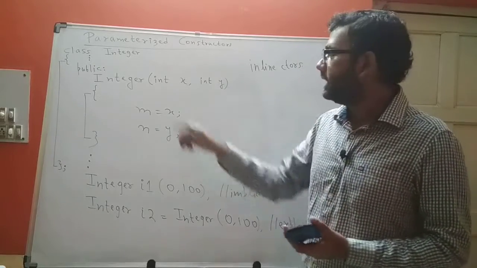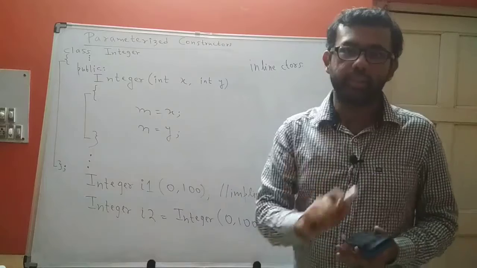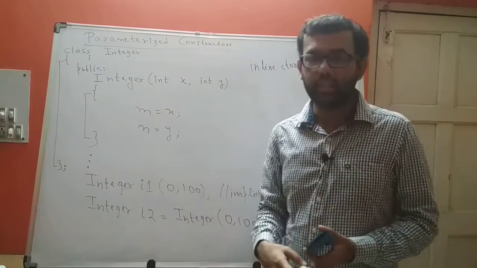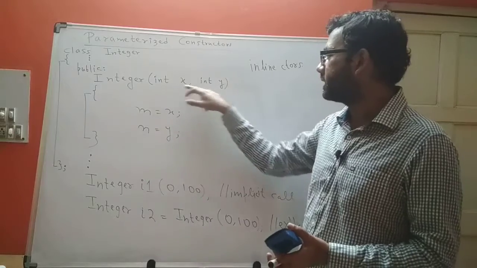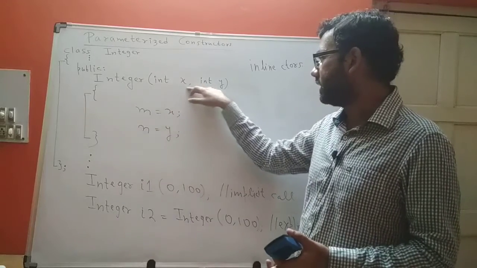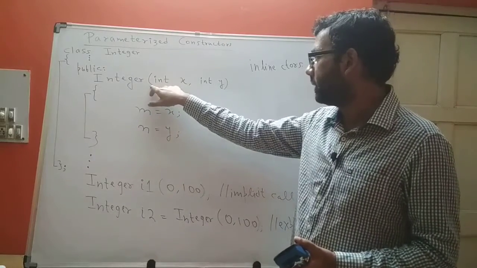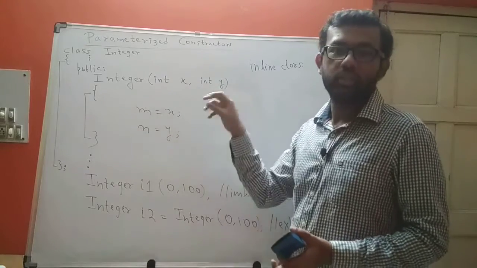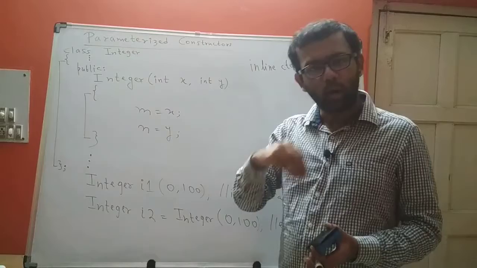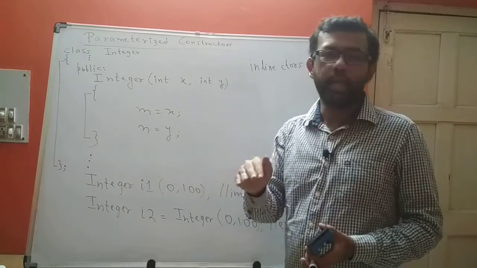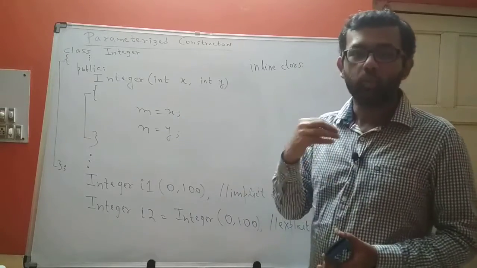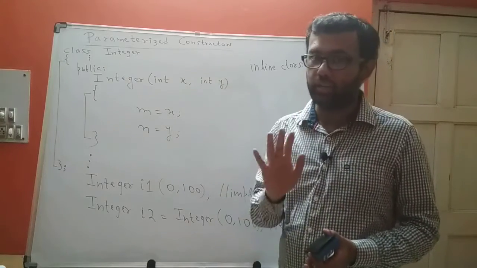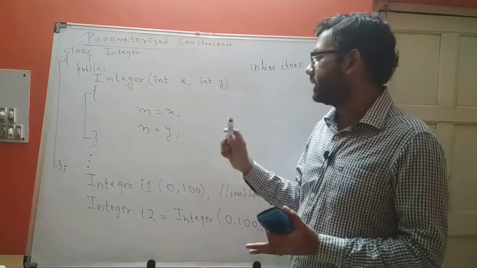Point number two is, this constructor is a parameterized constructor. Why is it a parameterized constructor? It is a parameterized constructor because look at its function signature. The function signature, which is delimited by opening parentheses and closing parentheses, has two arguments. So remember, if a constructor takes one or more arguments, whatever be the type of the argument, such constructors are called parameterized constructors. Okay. So this is a parameterized constructor.